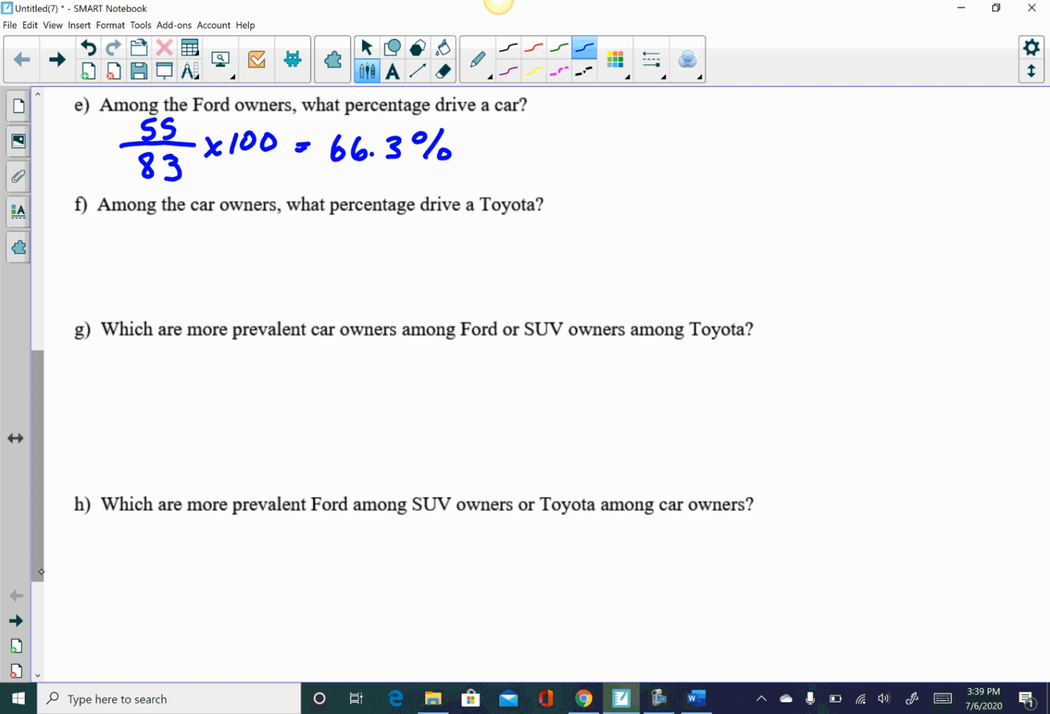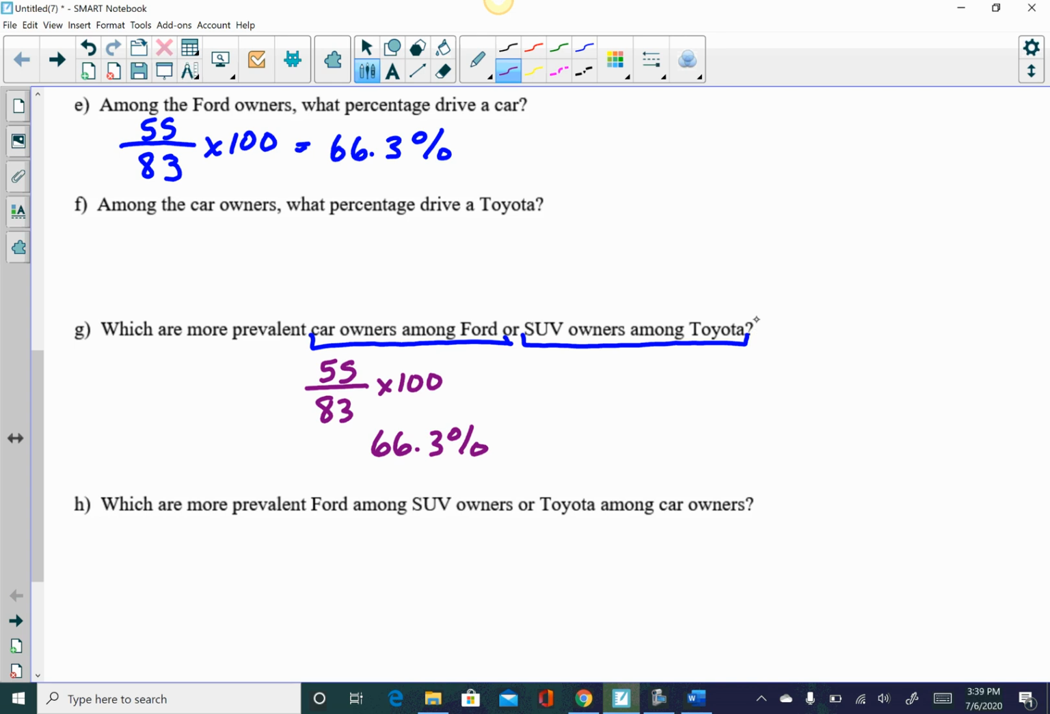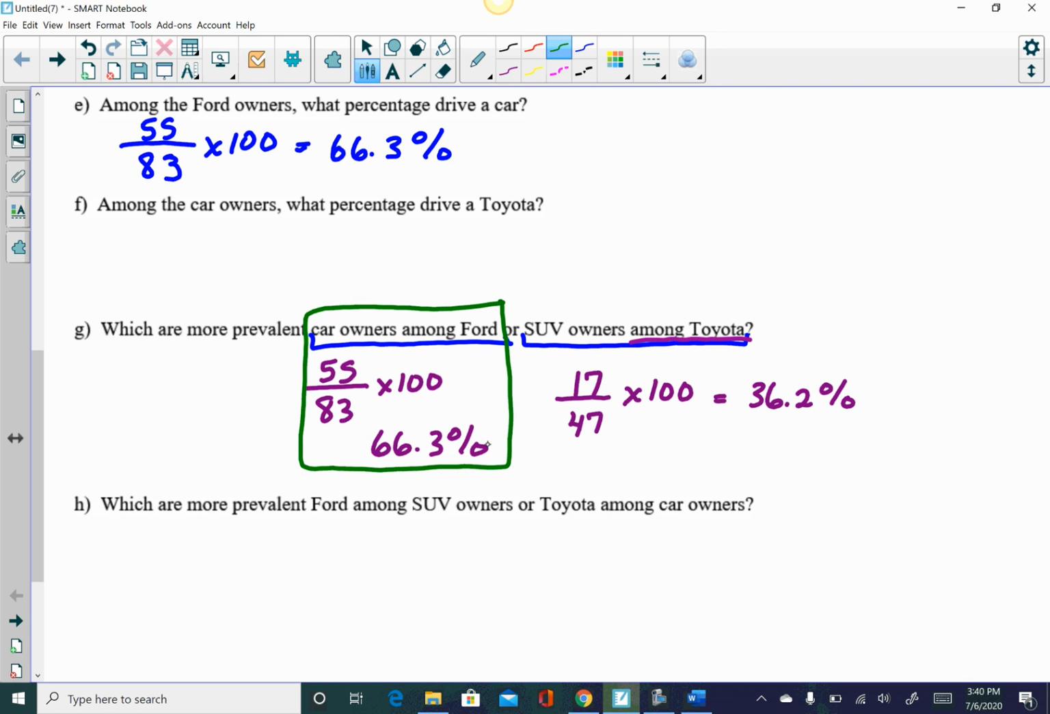Okay, and then we'll look on down here at letter G together. And it says here, which is more prevalent, meaning which happens more often, car owners among Ford or SUV owners among Toyota. So car owners among Ford, that's what we just calculated. That's our 55 out of 83 times 100, and we just found out that's 66.3%. Now this other one over here, we've got to actually do some work. SUV owners among Toyota. Since it says among Toyota, that's going to be my denominator. So how many Toyota owners do I have? Hopefully you would agree that's 47. How many SUV owners for Toyota? 17 times 100. And that should put you at 36.2%. And so clearly then, car owners among Ford is more prevalent because that's the higher percentage there.